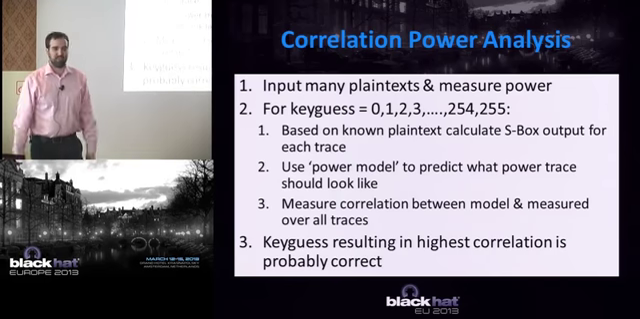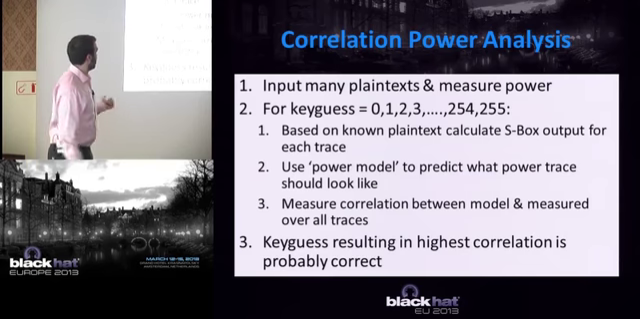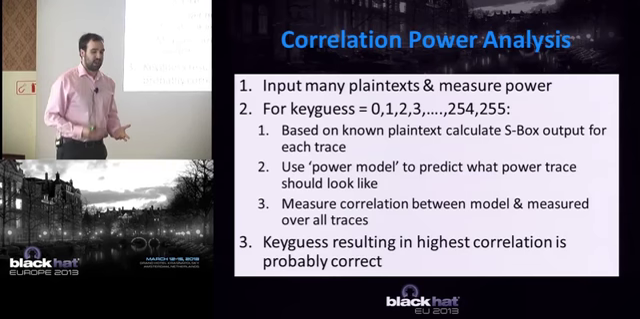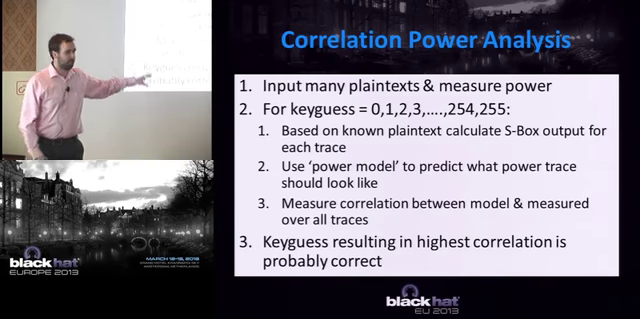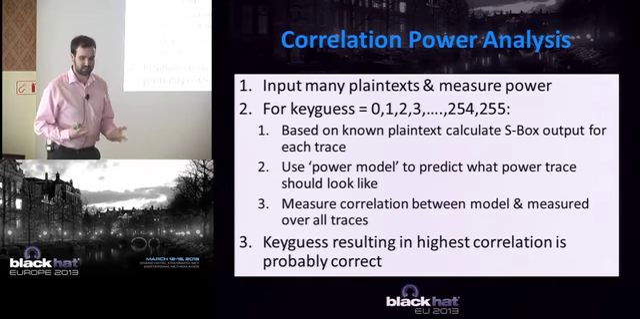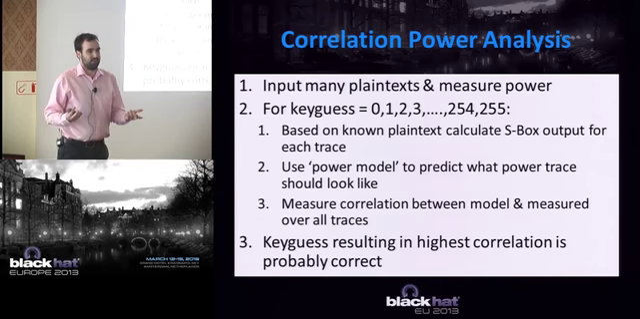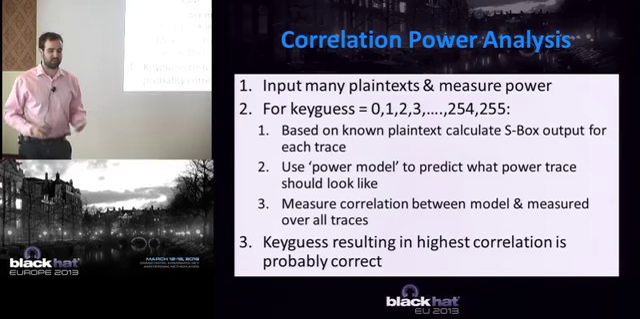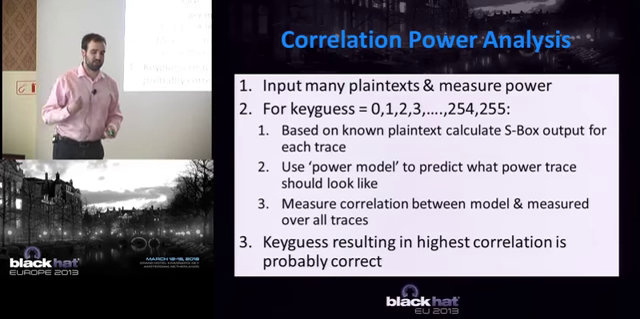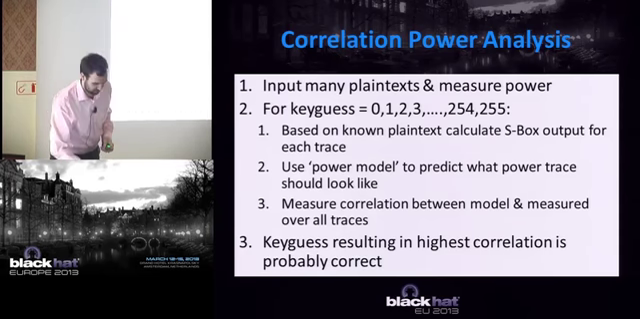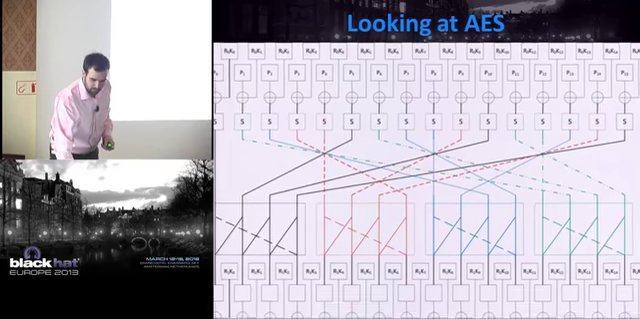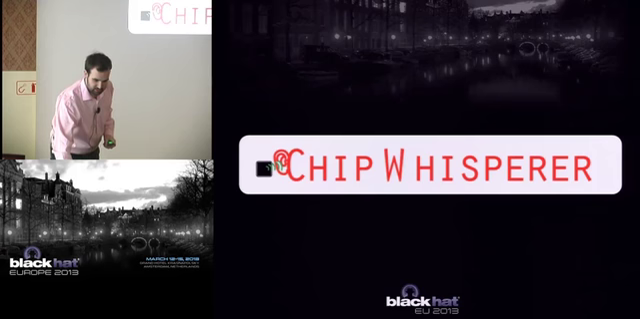So if you wanted a simplified algorithm, it would look something like that. We input many plaintexts, we measure the power, and for each of the possibilities of the keys, for each of those 16 bytes, we calculate the S-box output. We use the power model, so the Hamming weight or Hamming distance, to see, well, what should the power trace look like? Should we have more power, less power? And we measure the correlation between the two. Whichever of those 256 key guesses had the highest correlation, we say, well, that was probably correct. And again, there's the AES.